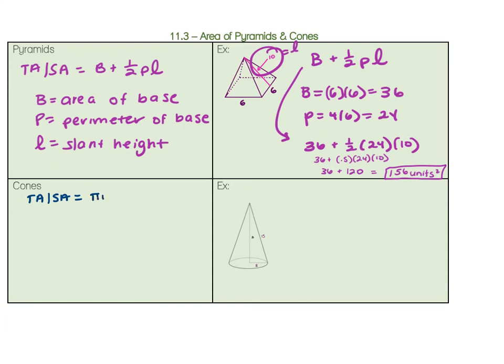For the cone, this is pi r squared, because there's only one base, only one circle, plus pi r l. And again, I try to make it easy on you. I'm not giving you the height where you have to find the slant height. I'm giving you the slant height. So the picture or the information in the text will have everything you need in terms of the pyramid and the cone.